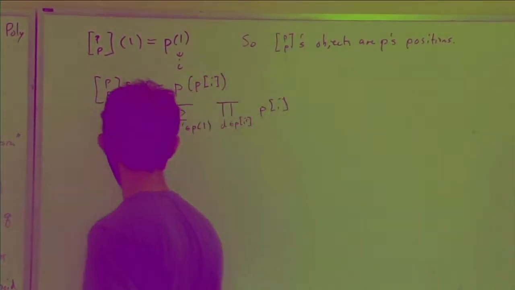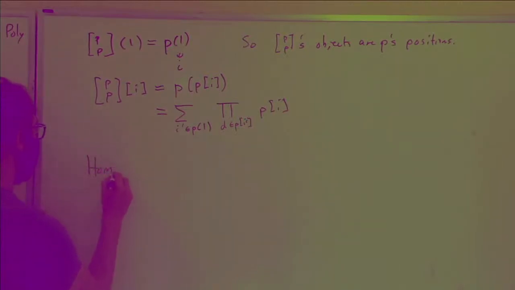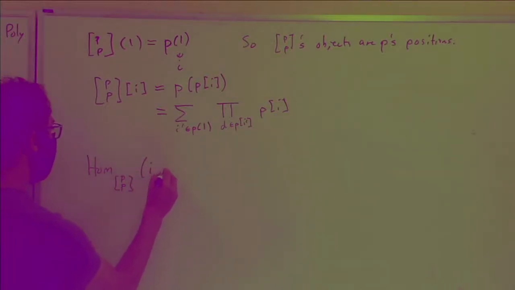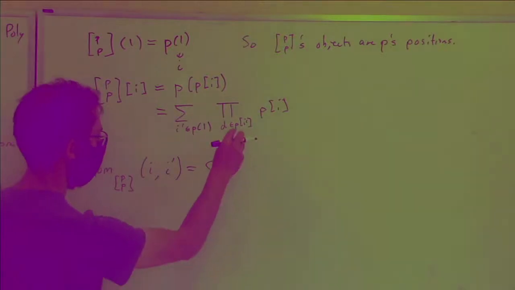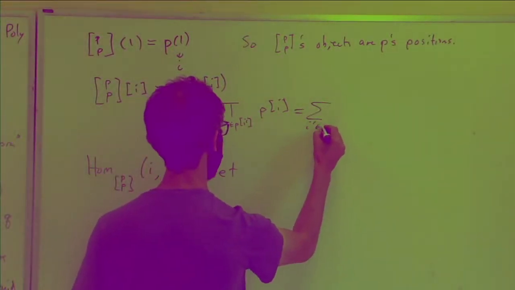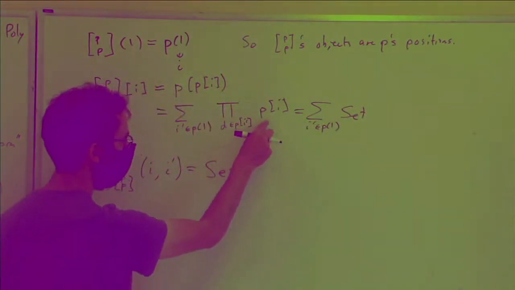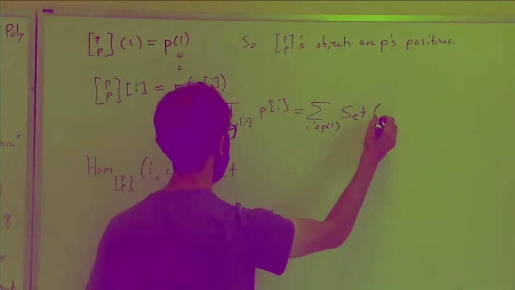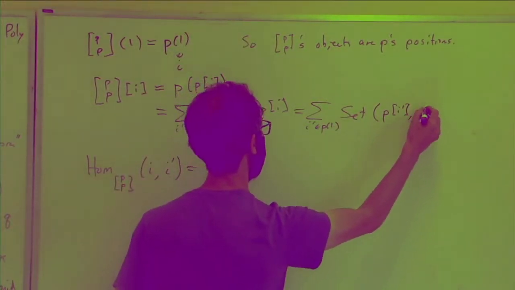And so here's what I'll tell you. I'll just tell you the category. Hom in PP from I to I prime is Hom in set. Sorry, this is the same thing as another object in P of 1 and a set map. For every one of these, we get one of these. So it's a set map, a function from P bracket I prime to P bracket I.